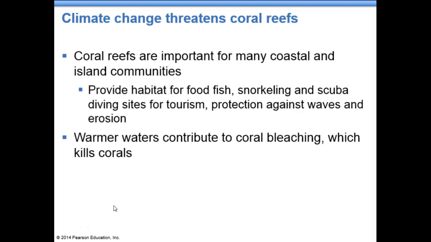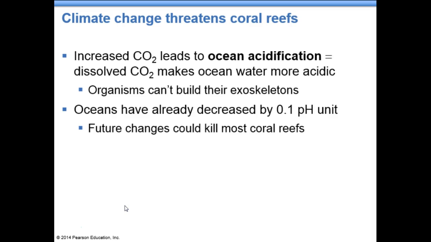Climate change poses two additional threats to the coral reefs. One, the warmer waters contribute to coral bleaching, and that's what kills the corals. The second is an increased concentration of carbon dioxide coming from the atmosphere that alters the ocean chemistry. It is the leading cause of ocean acidification, where the acid levels go up. We know that organisms build their exoskeletons from the carbon dioxide and from calcium, and when the pH is not at the right level, then they can't build their exoskeletons from the calcium, and this is what's going to be changing the coral reefs.